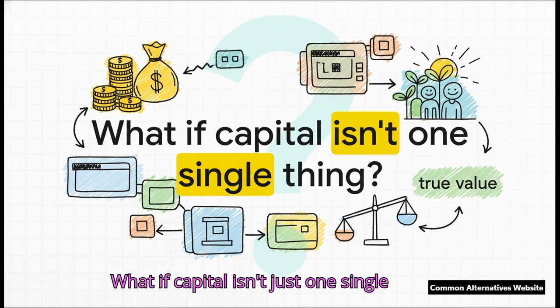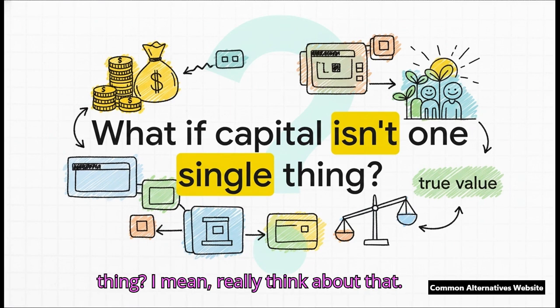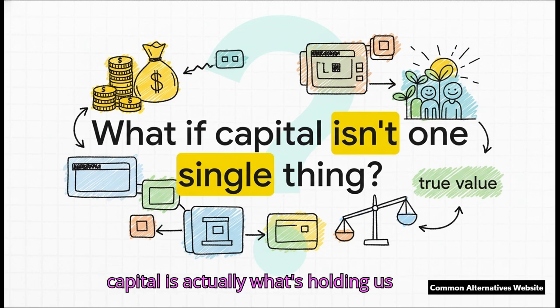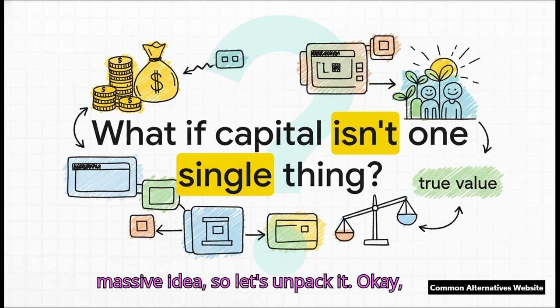So, right out of the gate, the book throws this huge question at us. What if capital isn't just one single thing? I mean, really think about that. What if the way we've always defined capital is actually what's holding us back from understanding it? It's a massive idea, so let's unpack it.